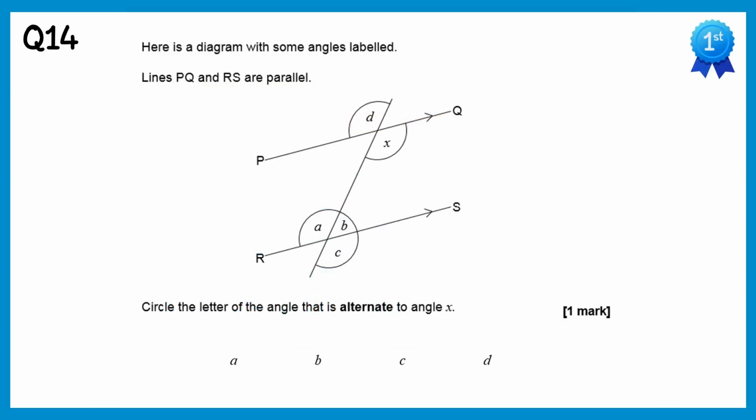In this question, we're looking for the angle that's alternate to x. Alternate angles are when we have a Z shape on the diagram. So if you draw this Z here, then the angle x matches the angle A. So the one that's alternate to x is angle A.